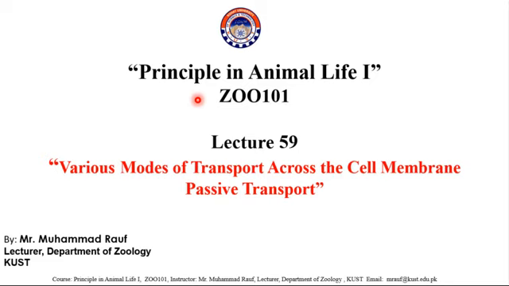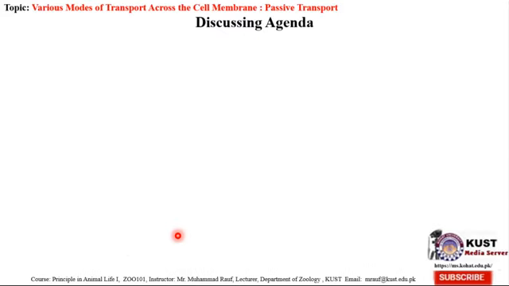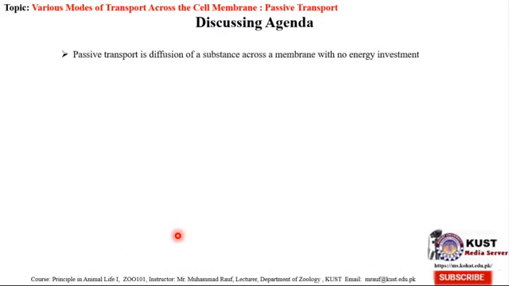This is lecture number 59. The topic is various modes of transport across the cell membrane. In this lecture, we will discuss passive transport. The agenda for the topic is: passive transport is diffusion of a substance across a membrane with no energy investment.